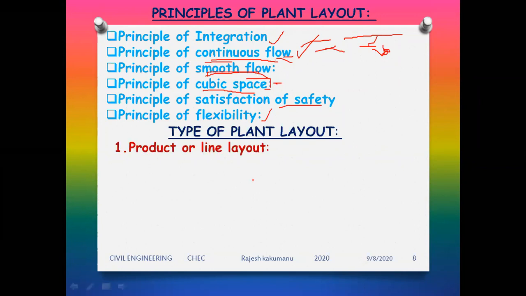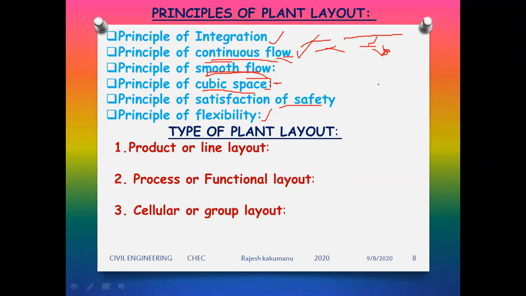Now we'll see the what are the various types of plant layouts. What are the various types of plant layouts physically we are having. The first one is product or line layout. Very simple topics ivi. Product or line layout. The second one is process or functional layout. Process or functional layout. Third one is cellular or group layout. Fourth one is project or fixed position layout. Very simple to understand.